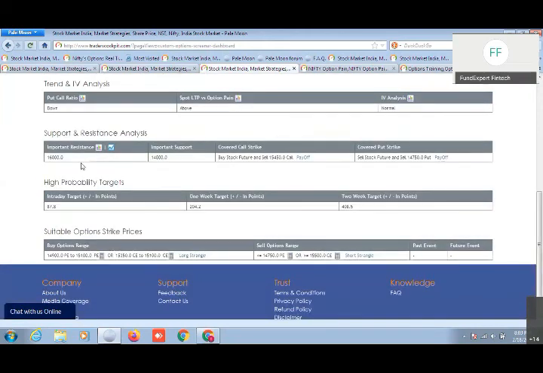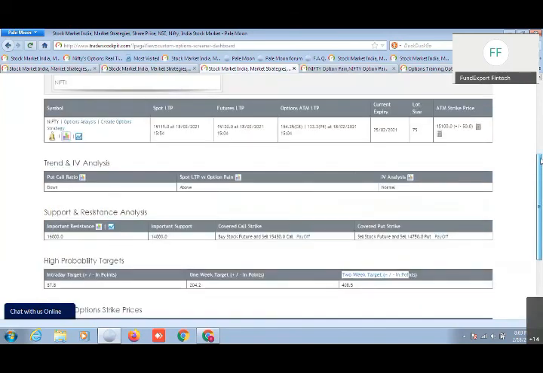Accordingly, the important support and resistance levels and the high probability targets are on the same page here. Without much complication, it shows you a scale where you can check the high probability targets, whether you want to go for intraday or for a positional or short-term position trade. Accordingly, it shows you the target values also. Right? Hope this point is clear to all of you.